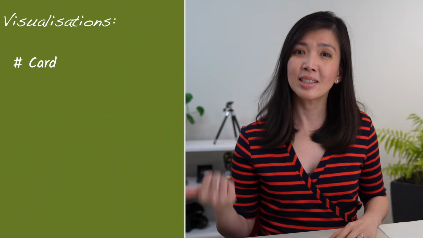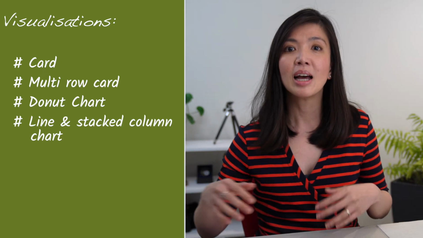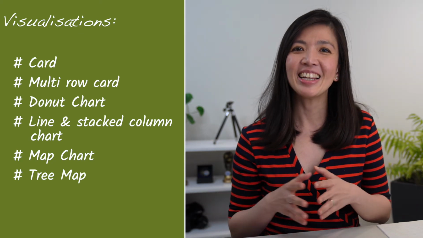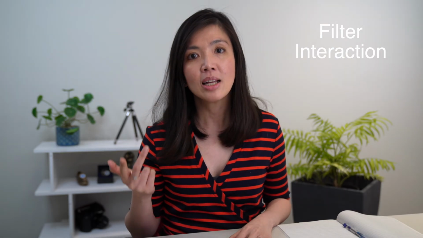Despite small careless mistakes found as of November 2021, there are still so many great things about these reports. And in the coming weeks, in my next videos, I will show you how we can recreate elements of this report together. Firstly, I will show you what we can do to correct the careless mistakes in the report. And then after that, I will show you how to recreate various types of visualization, such as card, multi-row card, donut chart, line and stacked column charts, map charts, tree map, as well as horizontal bar chart with drill through.